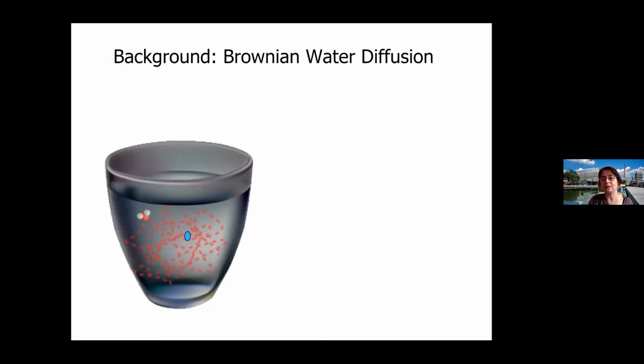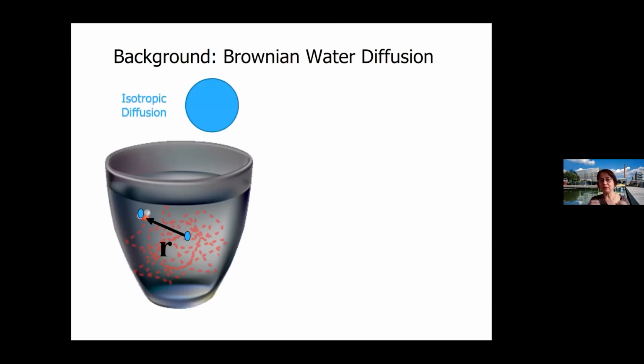But what we can do is measure what is called water diffusion. Water diffusion is the random movement of molecules in gases and liquids. If we look at a glass of water, we can see that if I have a molecule, it will be moving randomly in this glass of water in all directions.